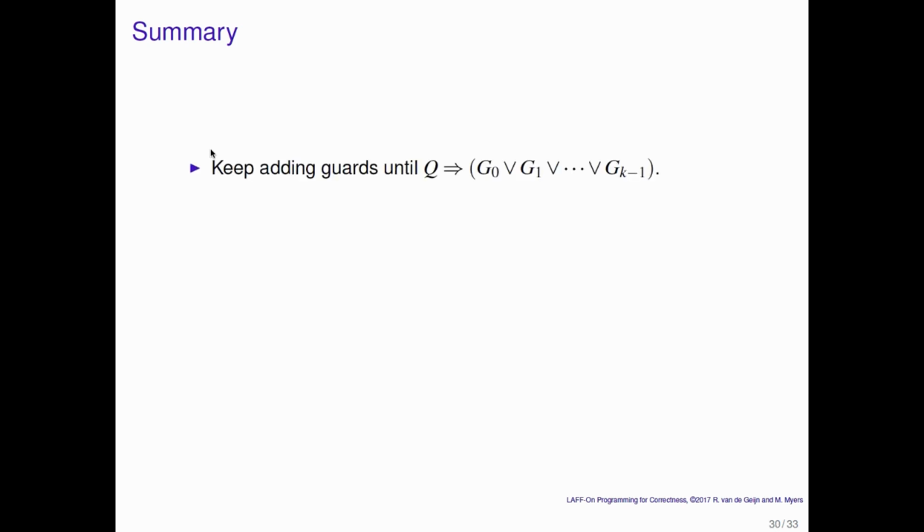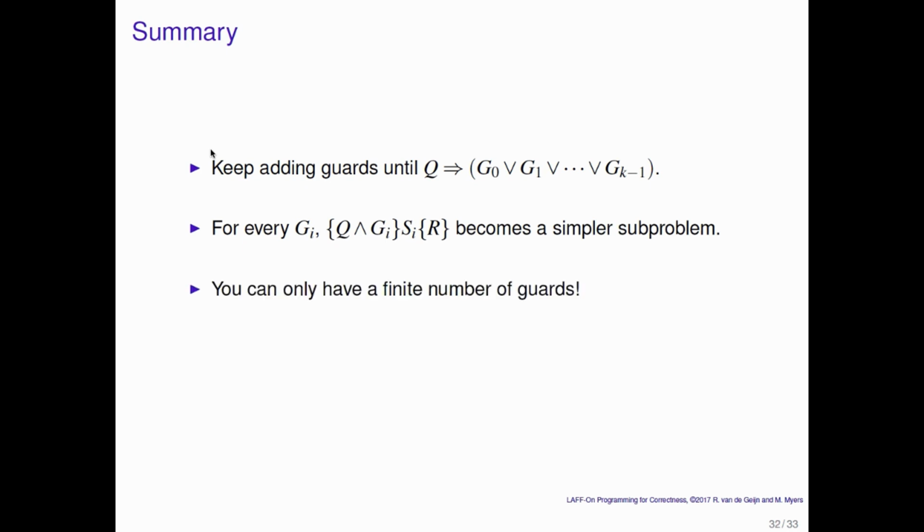So what's the summary? Simply keep adding guards until Q implies the disjunction of the guards that you have found. For every guard, what you do is you solve a simpler subproblem, namely the problem of finding command Si. Now, you can obviously only have a finite number of guards, and as a matter of fact, you shouldn't have too many or your code would become unreadable. Therefore, you should use what you know about the postcondition R to guide you.